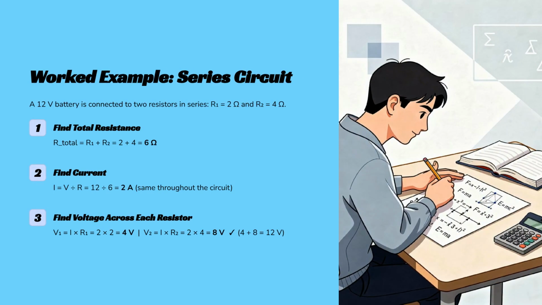Let's walk through a series circuit calculation. With a 12 volts battery and 2 resistors, first add them to find the total resistance. Then, use that to calculate the circuit current. Finally, find the voltage across each resistor using Ohm's law.